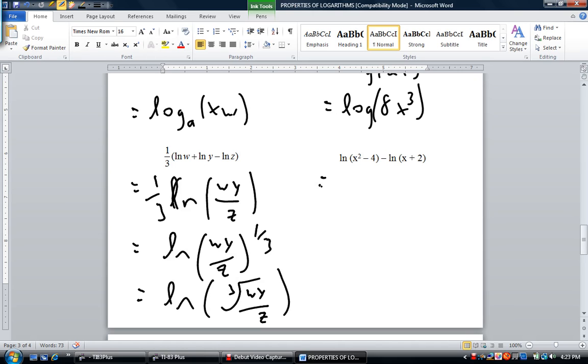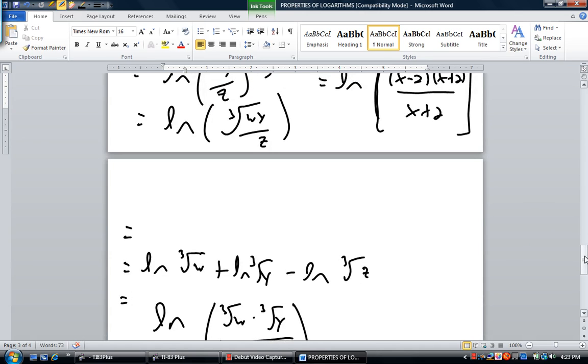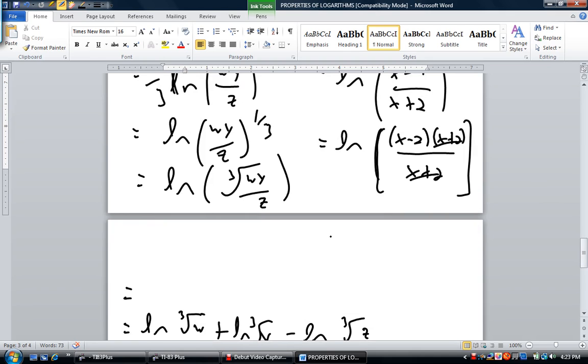Now this last one, we have two natural logs being subtracted, which means I can use division. So I have x squared minus 4 on top and x plus 2 on the bottom. I'm not done because the top will factor. I need a little bit more space than that, so I'll save it for later. The top is going to factor. There's a difference of two squares, x minus 2, x plus 2, and the bottom stays as x plus 2. And then guess what those x plus 2's do? They cancel. The final answer is natural log of x minus 2.